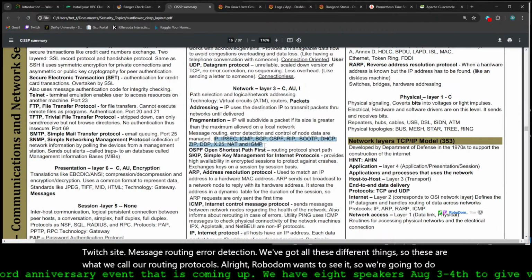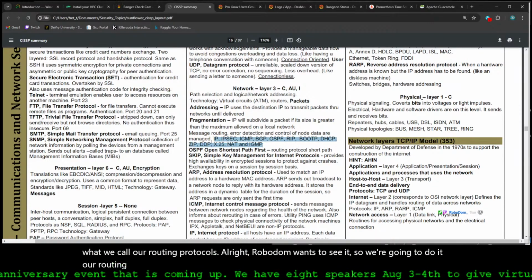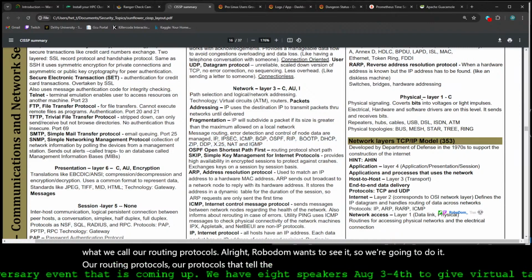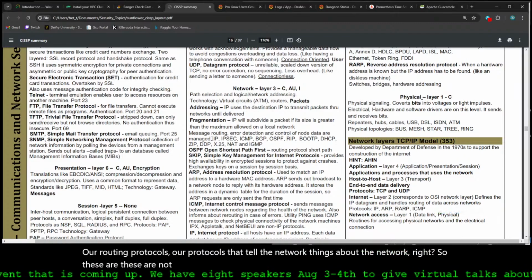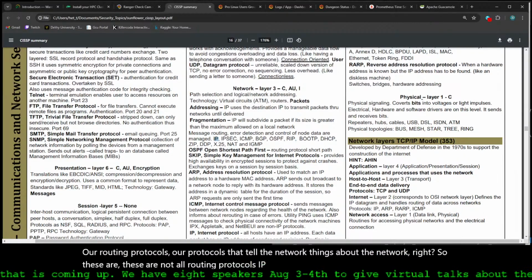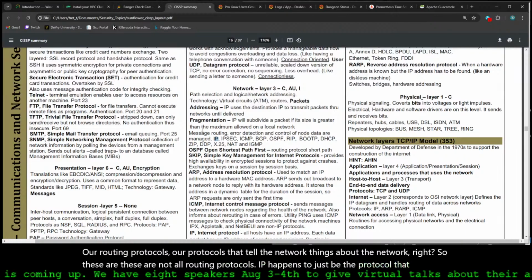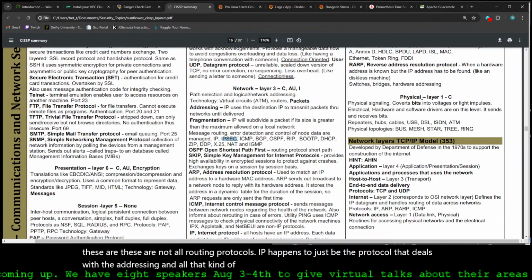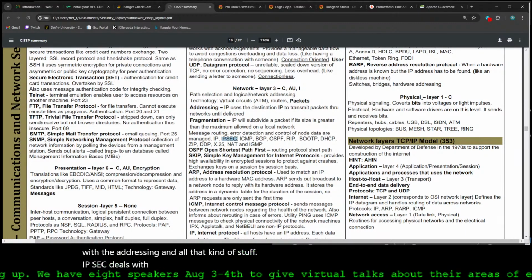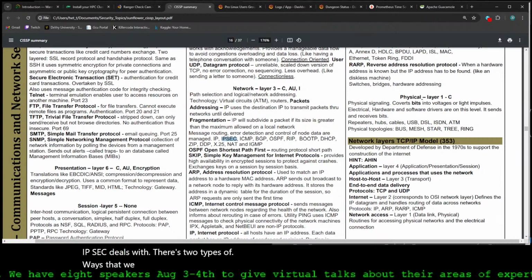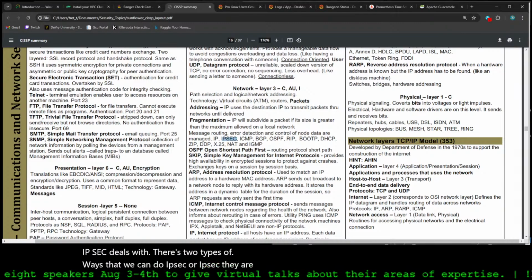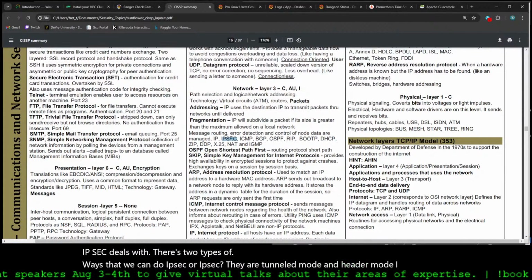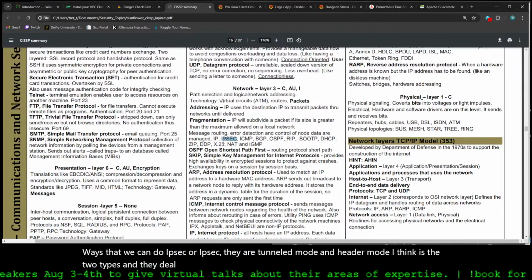Our routing protocols are protocols that tell the network things about the network, right? So these are not all routing protocols. IP happens to just be the protocol that deals with the addressing and all that kind of stuff. IPsec deals with, there's 2 types of ways that we can do IPsec. They are tunneled mode and header mode, I think, is the 2 types. And they deal with whether or not you encrypt the header or not.